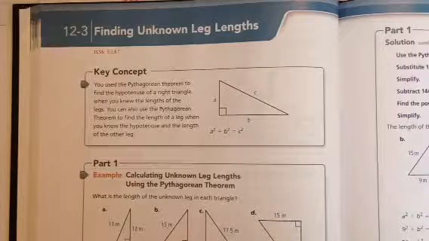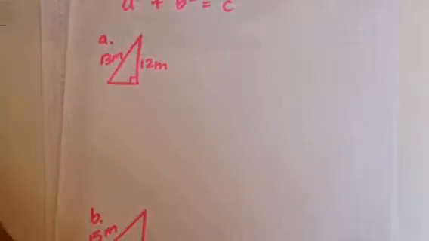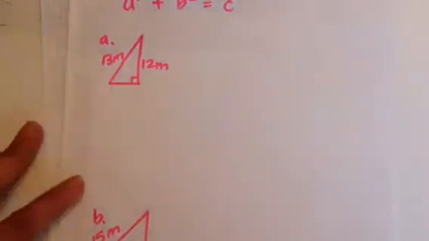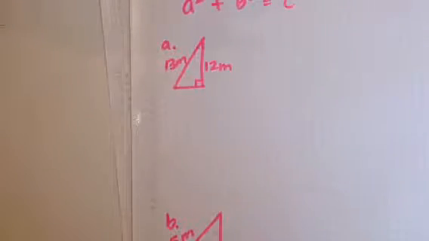The formula is still the same. A squared plus b squared is equal to c squared. So we're going to use the formula of the Pythagorean theorem to find the length of the unknown leg.